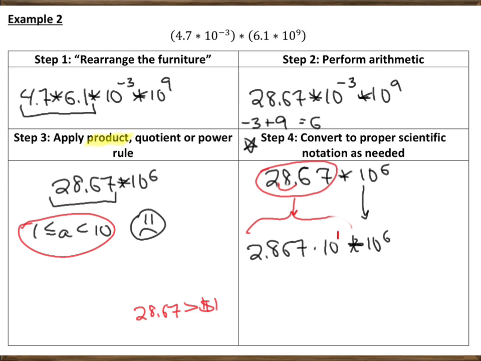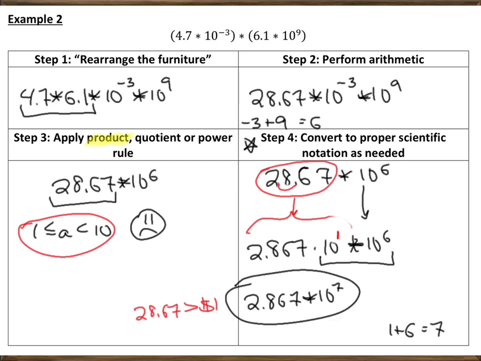Now we can apply the product rule once again. So we're going to have 2.867, and the product rule tells us to add those exponents. So 1 plus 6 is 7, so we have 10 to the 7th power. And that's our final answer.